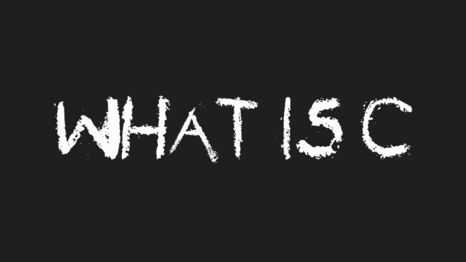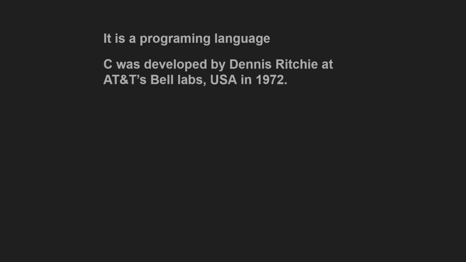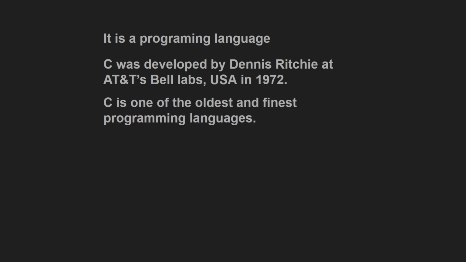First, let's start with the basics. What is C? C is a programming language developed by Dennis Ritchie at AT&T's Bell Labs in the USA in 1972. It's one of the oldest and most influential programming languages, originally created for developing the Unix operating system.